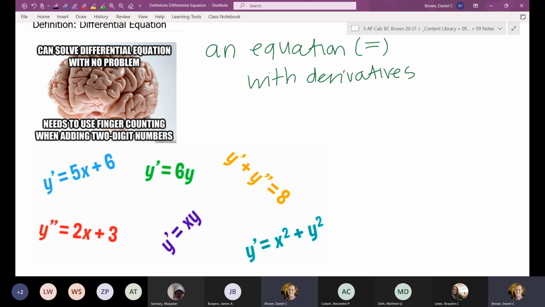Today's notes, we're going to focus on 2 things. The first thing we're going to focus on is slope fields. So that's going to be a new thing. And then the second thing that we're going to focus on is just interpreting differential equations.